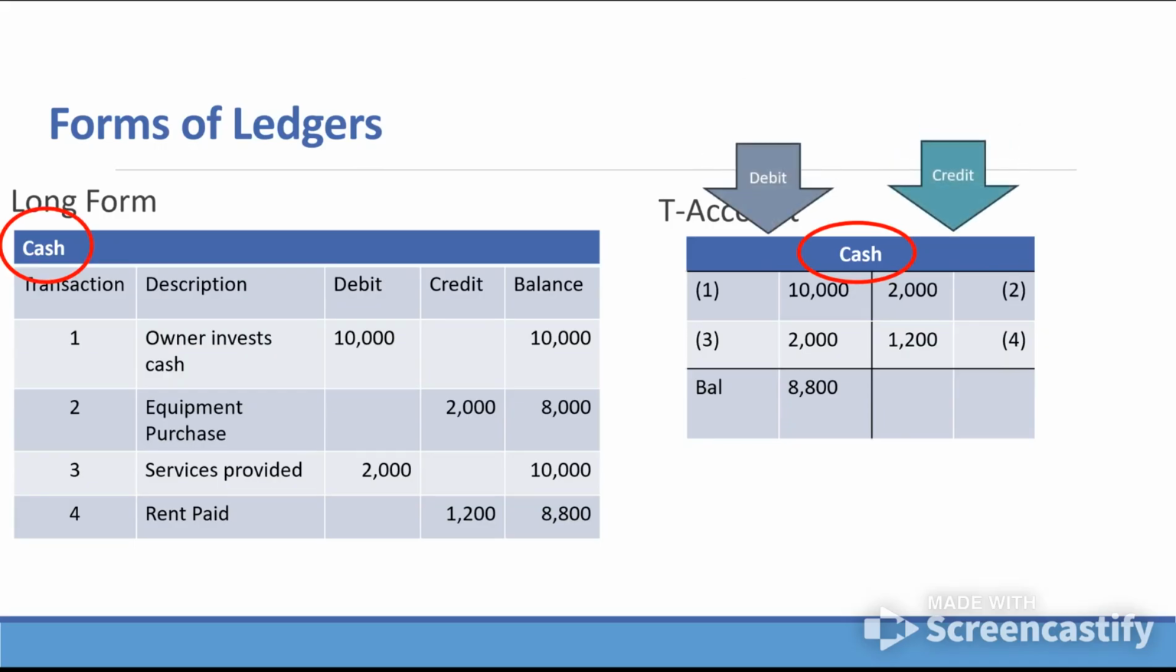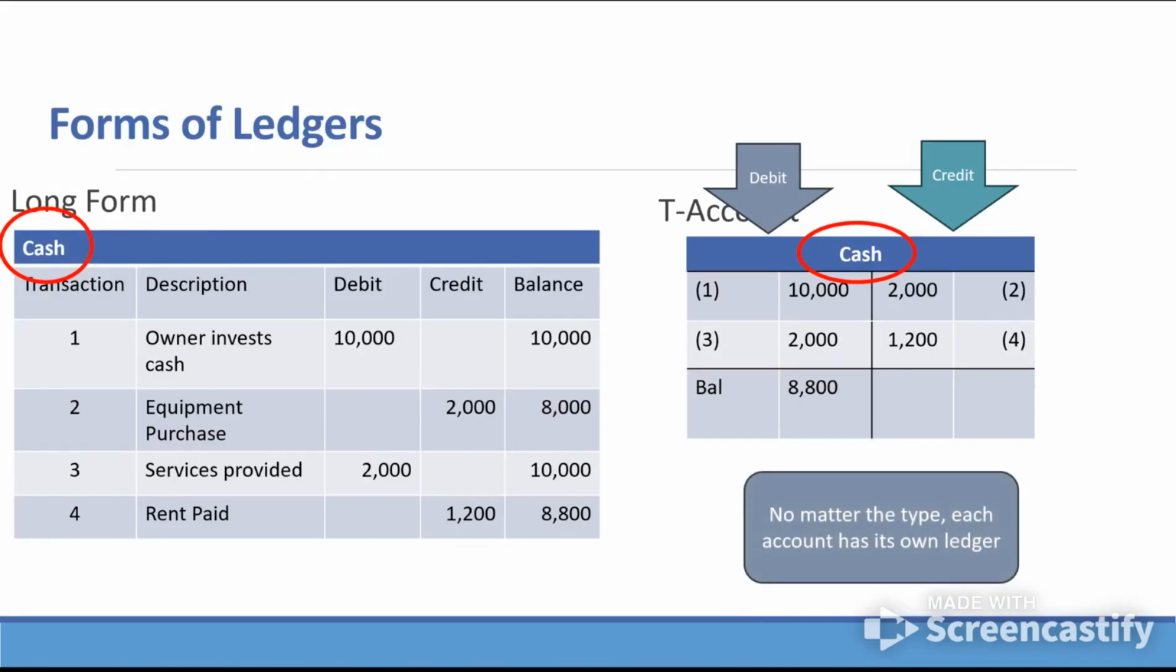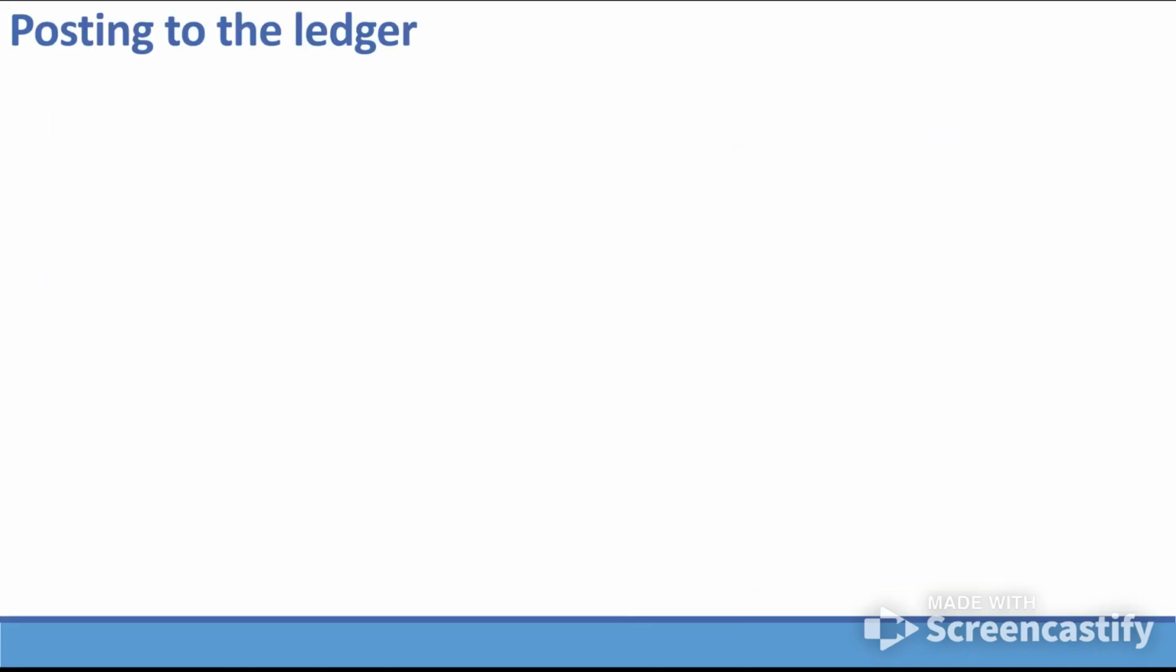And again, that T account is your shorthand version, and it has our debits on the left and our credits on the right. Every account, no matter which type, has its own ledger. And for every account, if you do the T account, the left side is the debit side and the right side is the credit side, because debit means left and credit means right. So now let's look at posting to the ledger using T accounts.